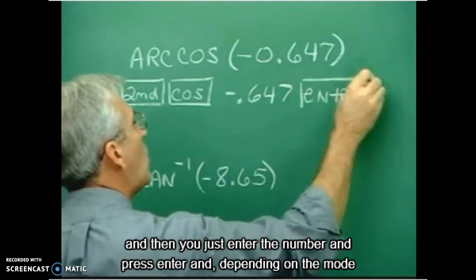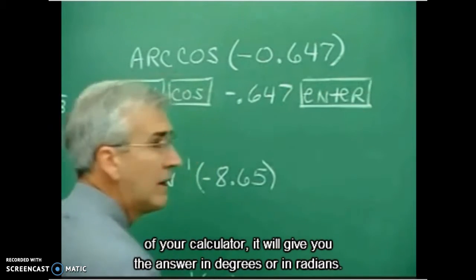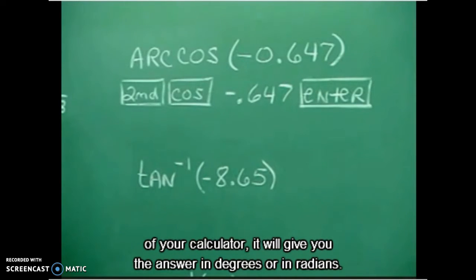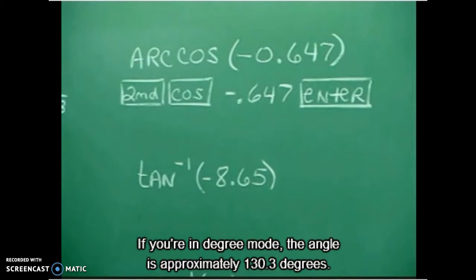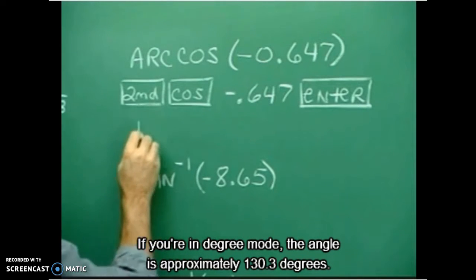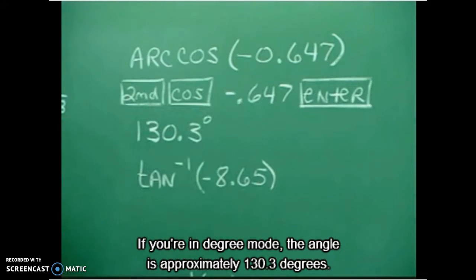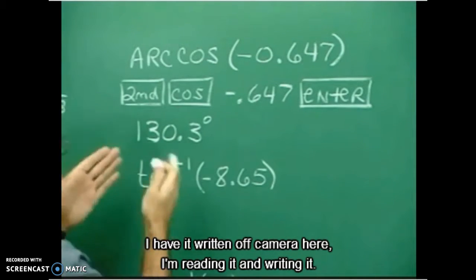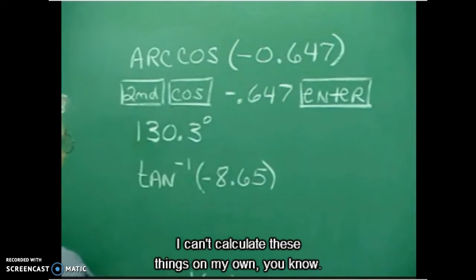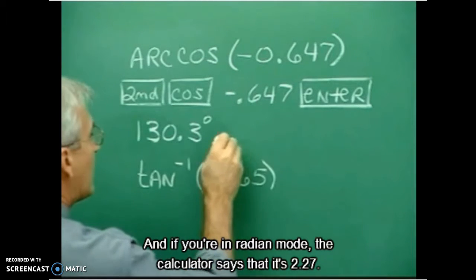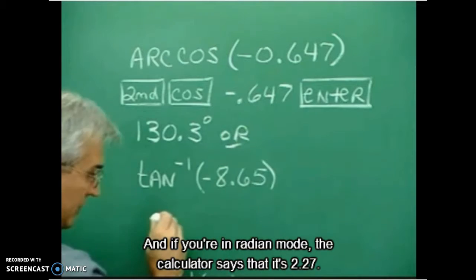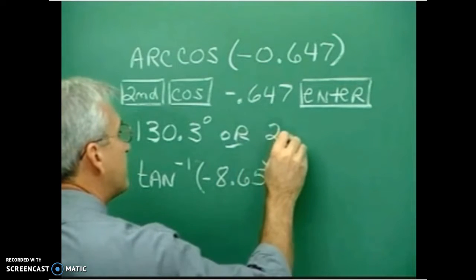Depending on the mode of your calculator, it will give you the answer in degrees or in radians. If you're in degree mode, the angle is approximately 130.3 degrees. I have it written off camera here. I'm reading it and writing it. I can't calculate these things on my own, you know. And if you're in radian mode, the calculator says that it's 2.27.